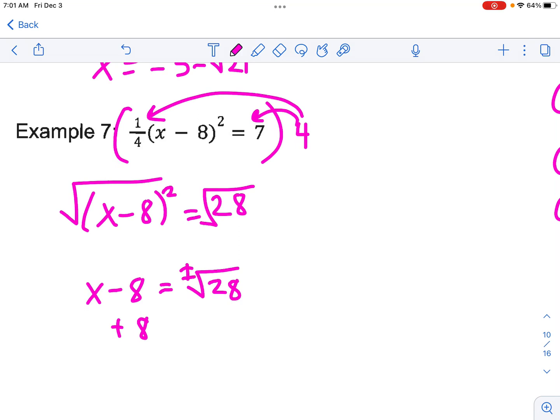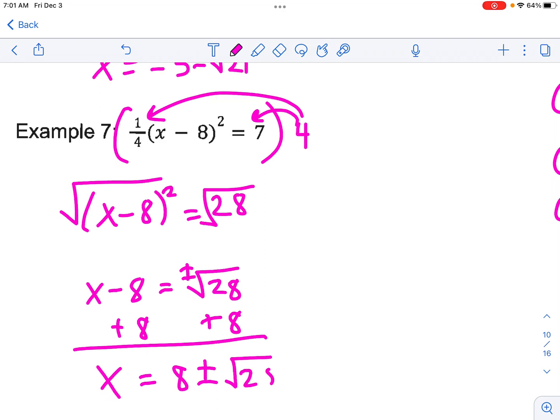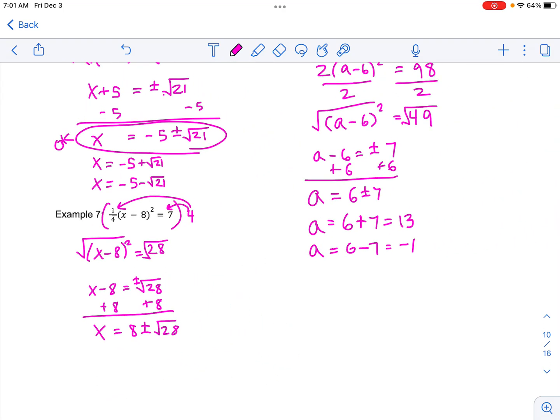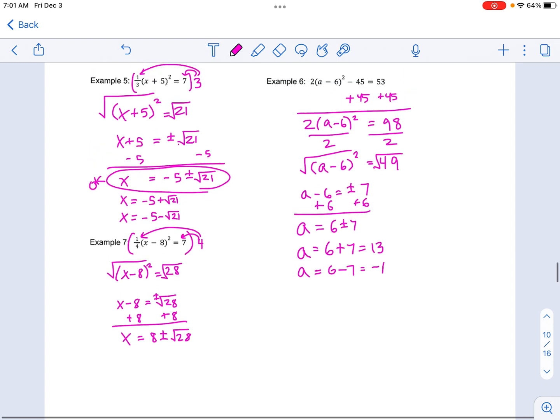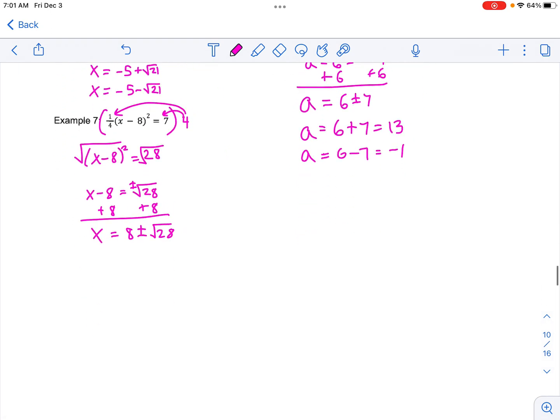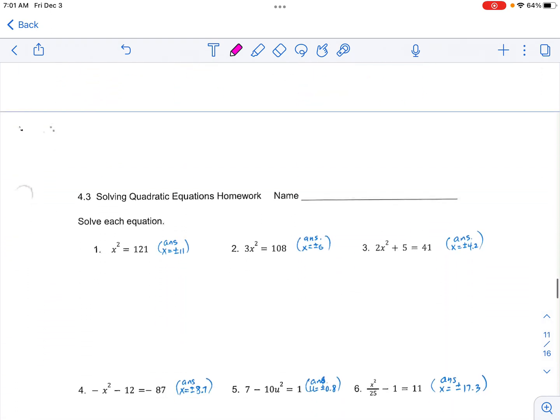Which is not a perfect square, so we're just going to go ahead and, this is plus or minus, add 8. And we're going to get x equals 8 plus or minus the square root of 28. And like I said, you can convert that to a decimal if you want, but you don't have to.